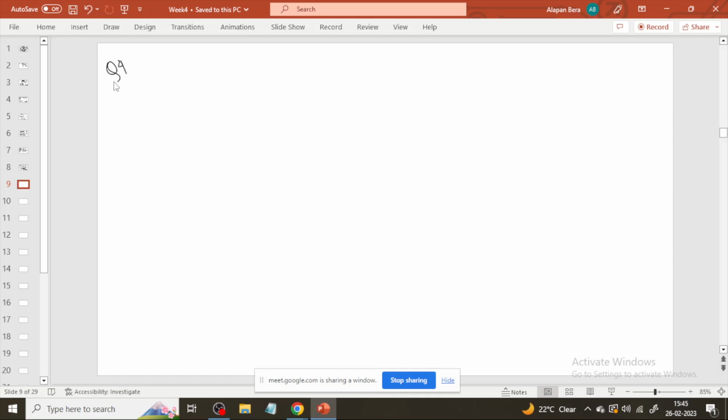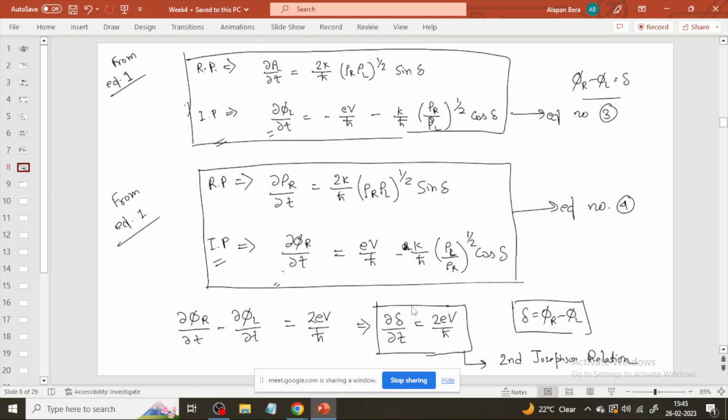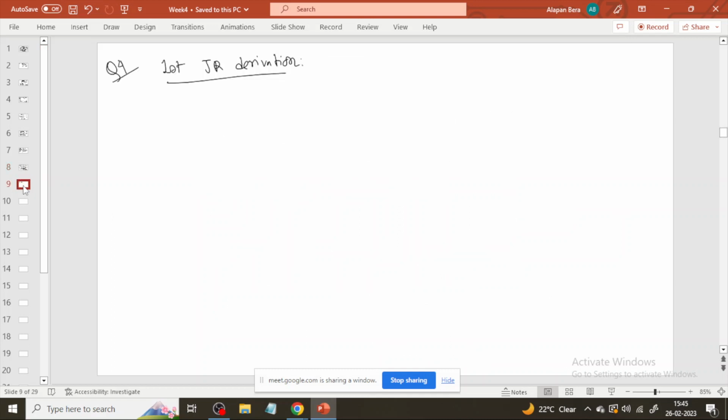Question number 4. First Josephson relation derivation. Using the same knowledge, we have got many equations from this term. Now we will use this equation to derive our Josephson relation number 1, our first Josephson relation. So the density of current that is flowing through this Josephson junction.